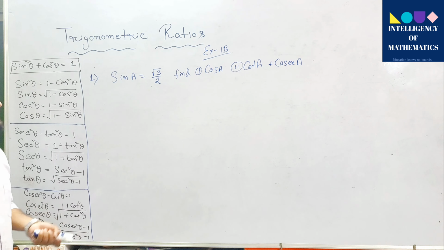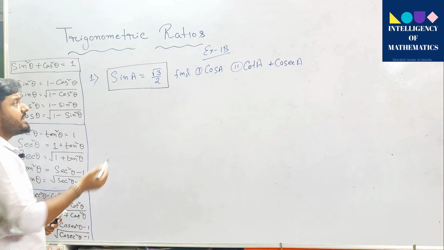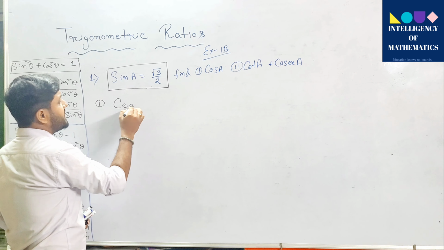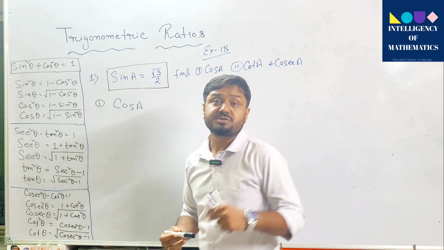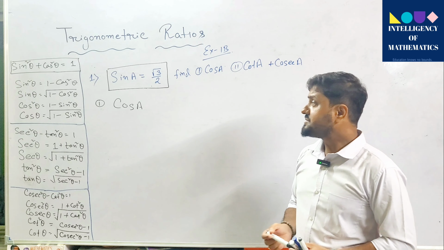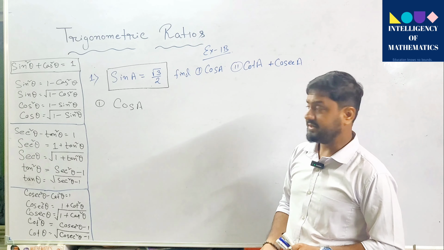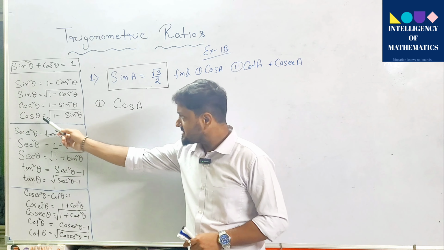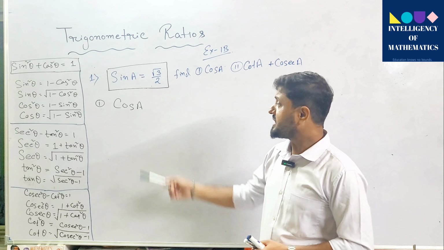We'll see what is given first. Sine A's value is given: sine A is root 3 by 2. The first question asks for the value of cos A. Whenever this type of question is given to you, try to find out which formula can be applied directly. We need the cos value and we have sine. Check: cos theta's value is shown here as root over 1 minus sine square theta. So we can use that formula.